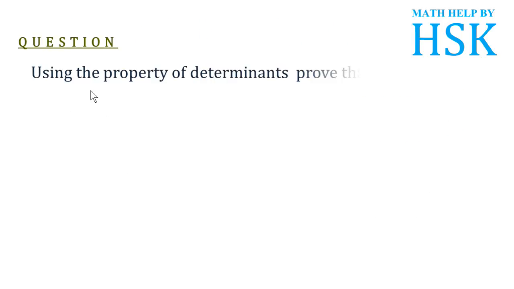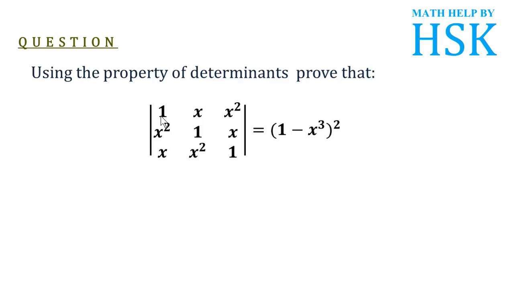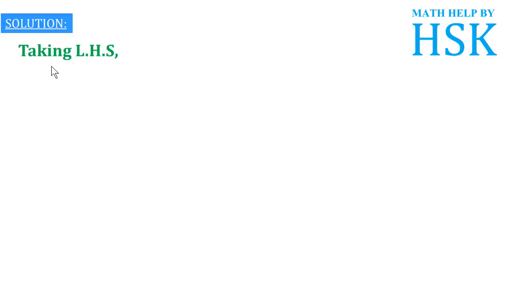The question is, using the property of determinants, prove that the determinant with rows 1, x, x square and so on is equal to 1 minus x cube whole square. To solve this question, we take the left hand side.